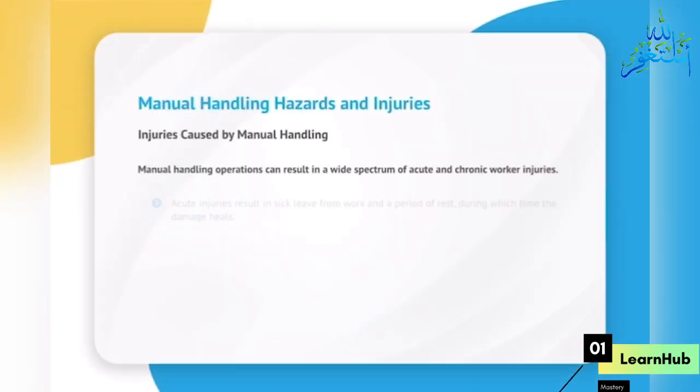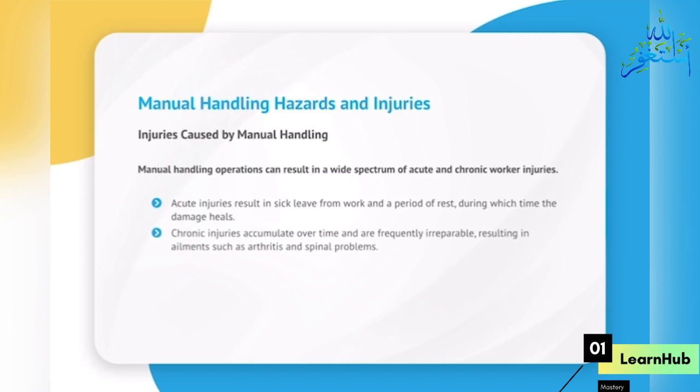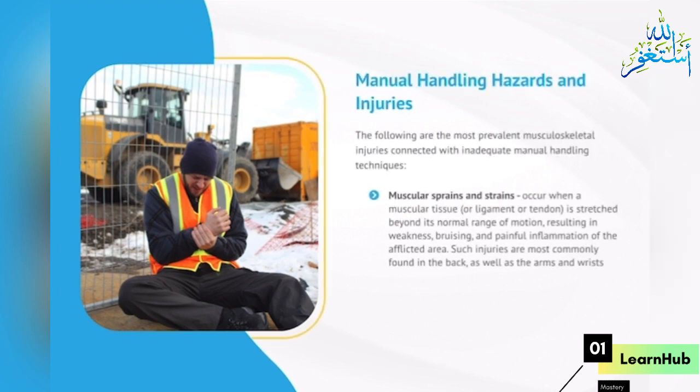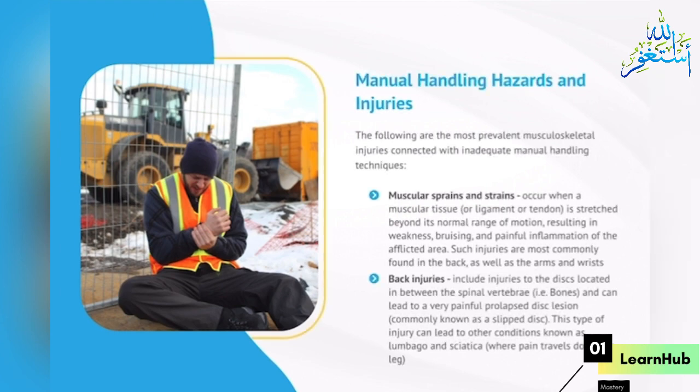Injuries caused by manual handling. Manual handling operations can result in a wide spectrum of acute and chronic worker injuries. Acute injuries result in sick leave from work and a period of rest, during which time the damage heals. Chronic injuries accumulate over time and are frequently irreparable, resulting in ailments such as arthritis and spinal problems. The following are the most prevalent musculoskeletal injuries connected with inadequate manual handling techniques.